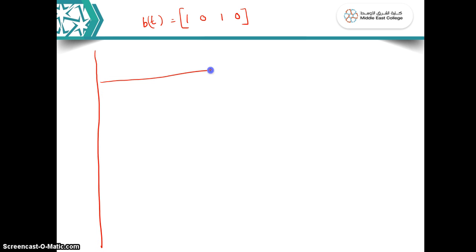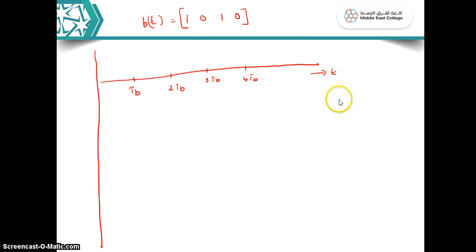So see this example. Suppose your message bits b(t) are 1 0 1 0. This is the message you want to transmit. First of all, I'm going to represent the message signal. Each message bit has a duration TB, as I told you before. So this is TB, 2 TB, 3 TB and 4 TB.